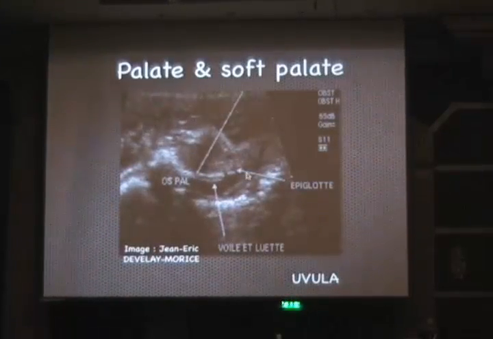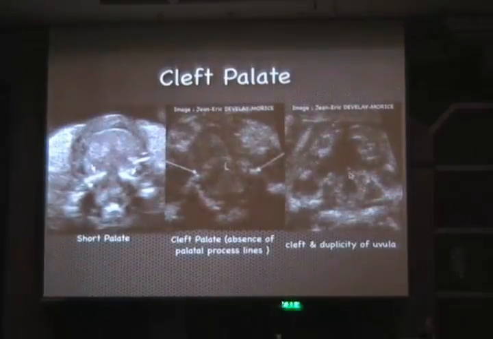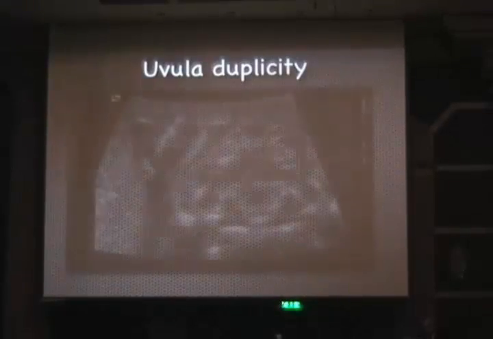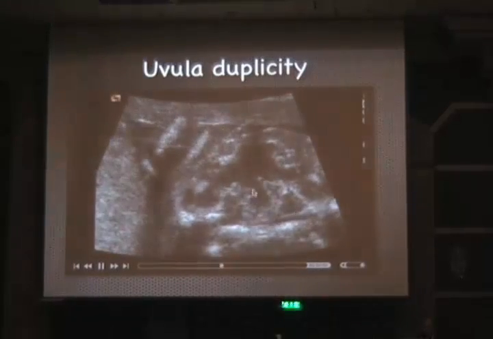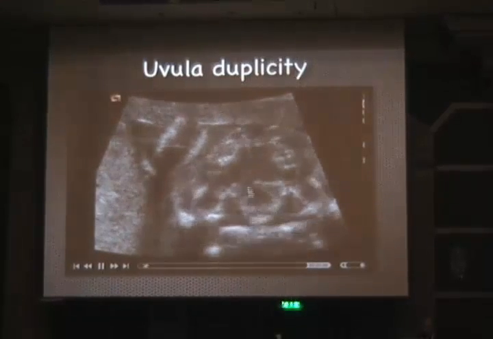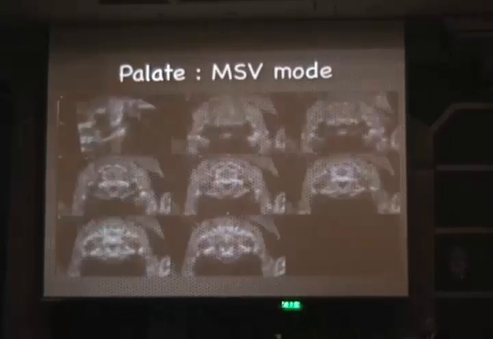Here, this is normal. And look at these images. You can see here a cleft, because you don't have continuity at the palate just behind the tongue. Here, you can see it's double. There is discontinuity. You see, in video, it's open, and there is a cleft palate. For the surgeon, it's very important to show him this.